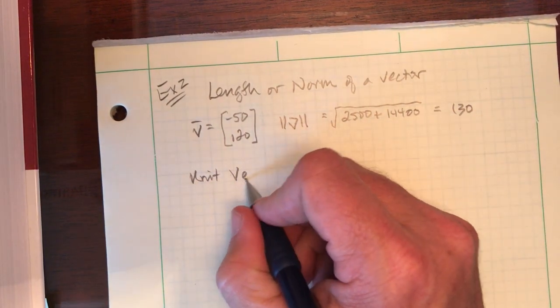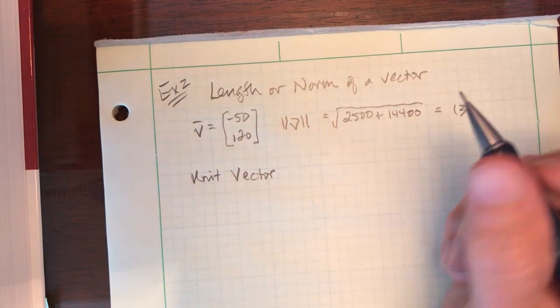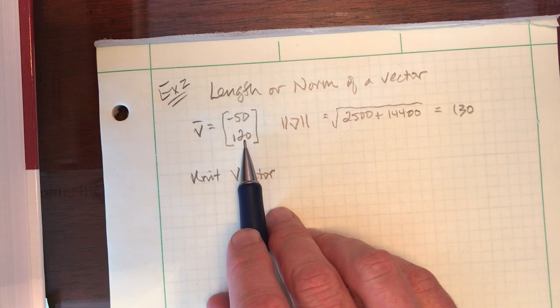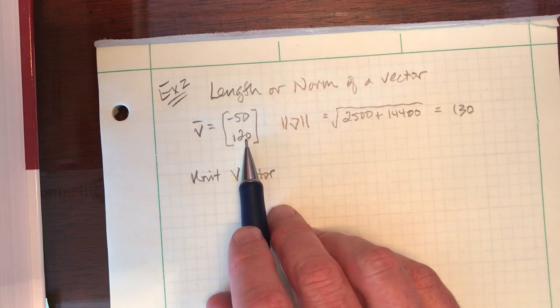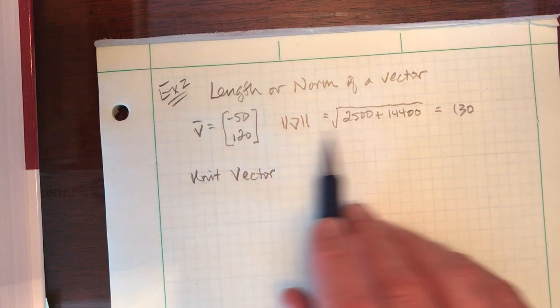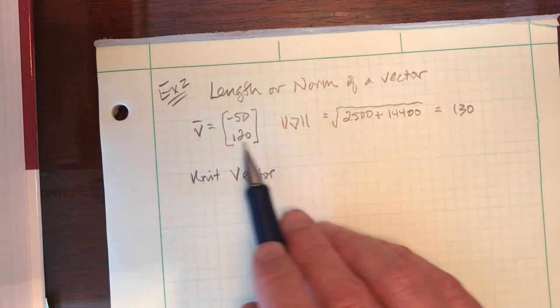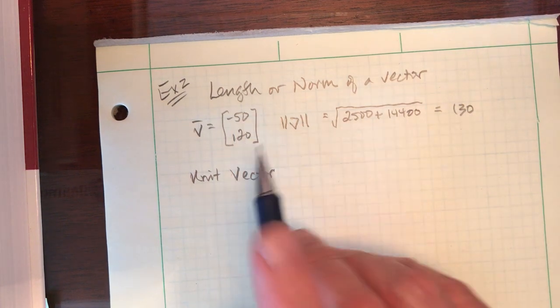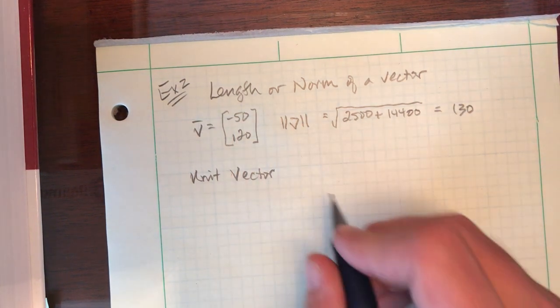Now there's a follow-up to this, which is to then produce what's called the unit vector. So here's a vector heading in one direction. What vector has length 1 in that same direction? Well, it's an easy move. Once you've figured out the length of this vector is 130, what if I divide it by 130 and get it down to 1 unit? And that's how you get it.